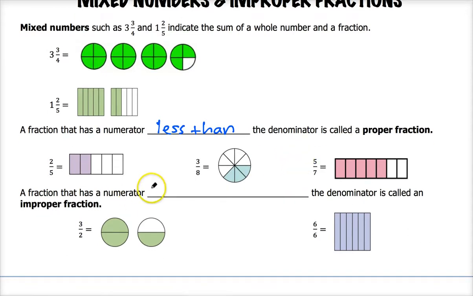A fraction that has a numerator that is greater than or equal to the denominator is what we call an improper fraction. So improper fractions are greater than or equal to 1 whole. So the fraction 3/2 is improper because it represents 3 half parts. So that would be 1 whole part and then another half part if you look at this diagram here. The fraction 6/6 represents 6 sixth pieces, which is actually equivalent to 1 whole. So this is also improper.